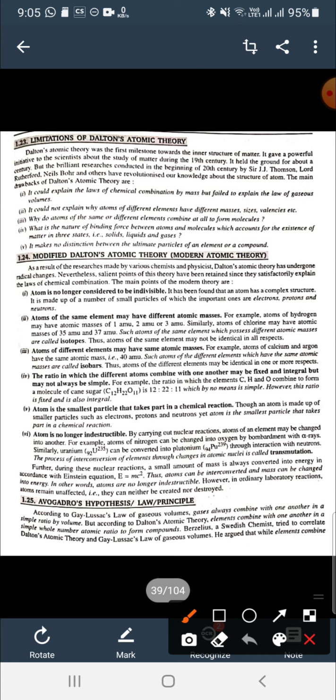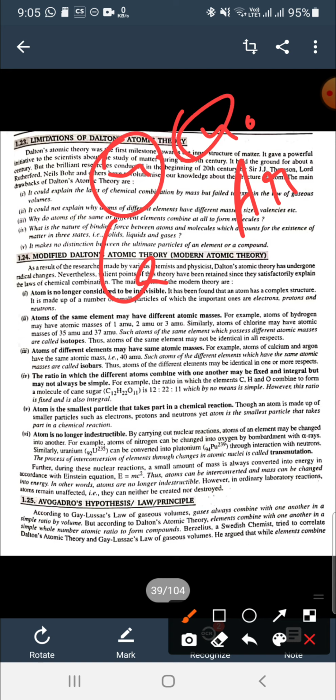Third, atoms of different elements may have the same atomic masses, and these are isobars, like calcium and argon. Calcium and argon both have mass 40. So these are called isobars. These are exactly opposite to the Dalton atomic theory. Fourth point, you can see the ratio in which different atoms combine with one another may be fixed and integral, but may not always be simple.